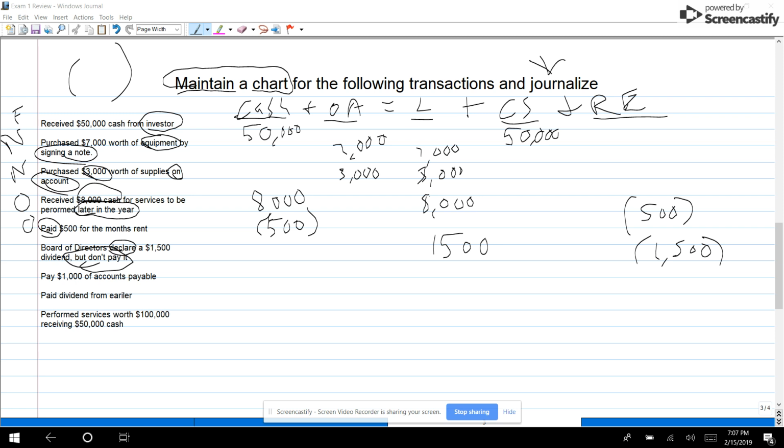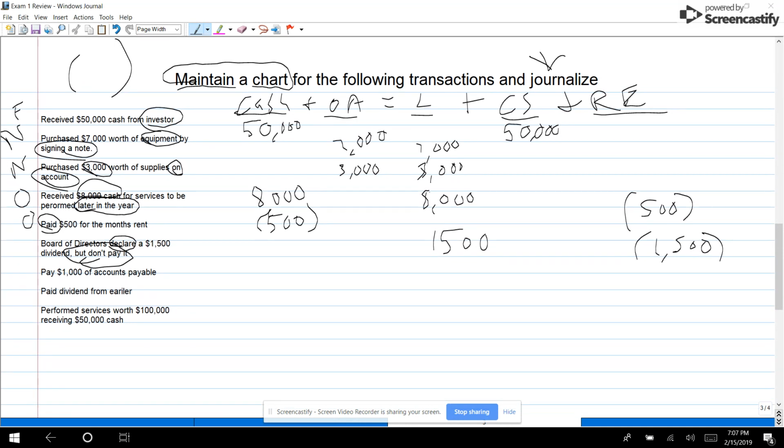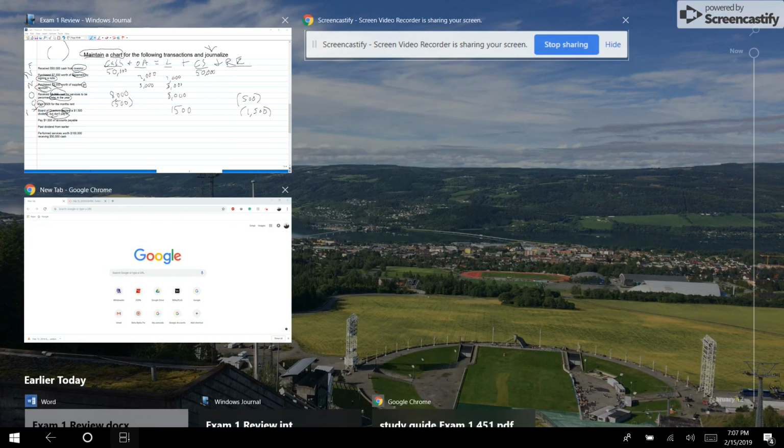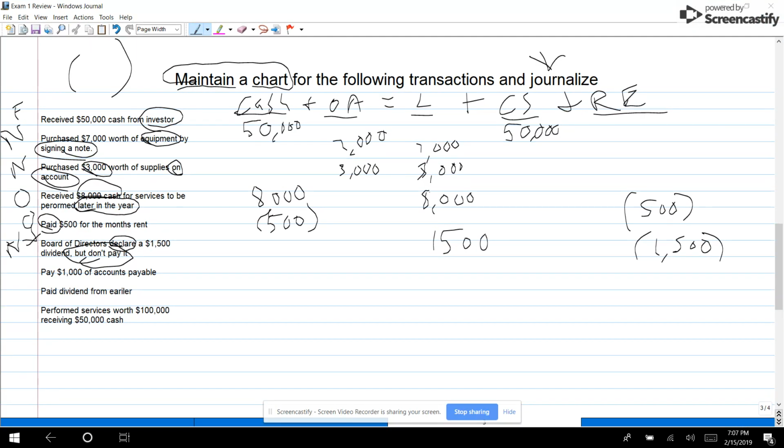Alright, welcome back to our exam one review. Where we left off, we determined that when the board of directors declares a dividend but doesn't pay it, we create a dividend payable and we decrease retained earnings through the dividends account. And it's going to be none again for the type of transaction because there's no cash involved.